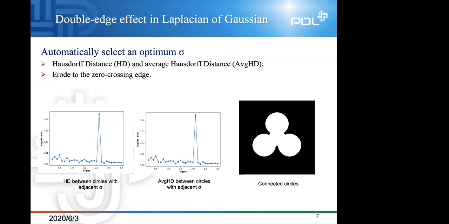Subsequently, the field connected component consisting of the 3 connected circles will be enlarged uniformly. Therefore, the optimum standard deviation sigma is 2.1. And the field connected component is enlarged around the 0 crossing edge and expected to be eluded to the 0 crossing edge. The final result of connected circles is shown in the right figure.